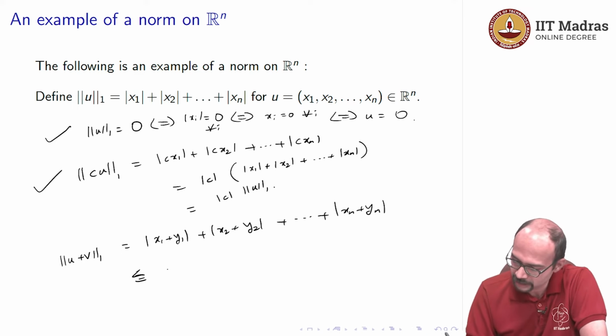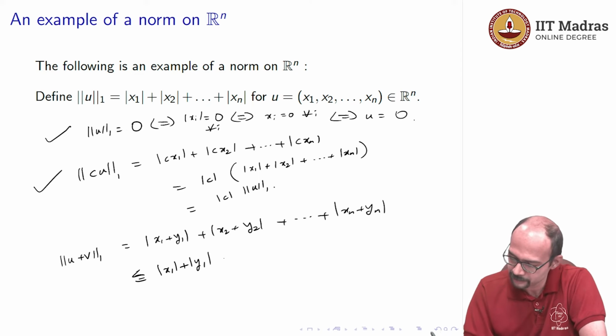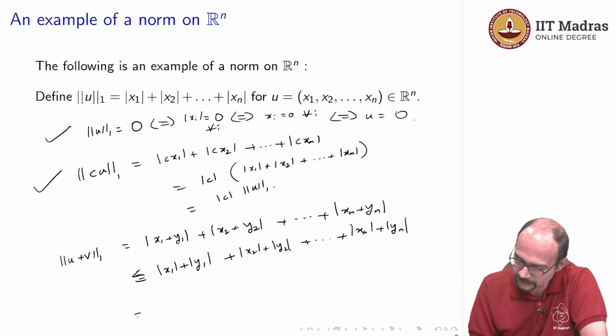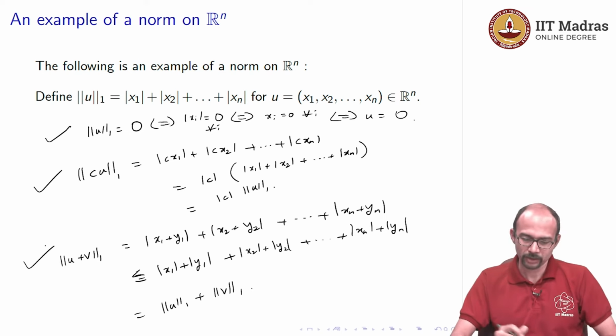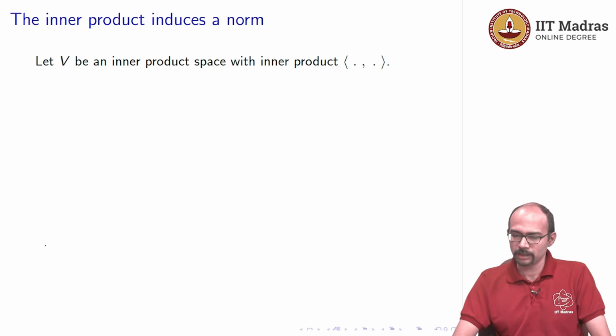But we know that |x1 + y1| is less than or equal to |x1| + |y1|, and |x2 + y2| is less than or equal to |x2| + |y2|, and then if you rearrange all these terms, you get that this is less than or equal to the norm of u plus the norm of v. So this tells you that it is a norm. Okay, so it's a fairly simple check that it's a norm.